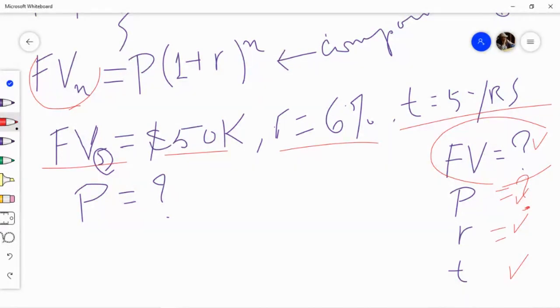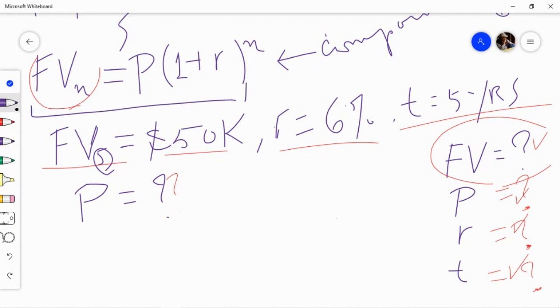And sometimes, everything else is known, but rate is the unknown, right? Sometimes there can be a question where time is the unknown. That's all possible, right? But first, let's think about how we solve for P if P is the unknown. Now think about it. It's just solving it in reverse.